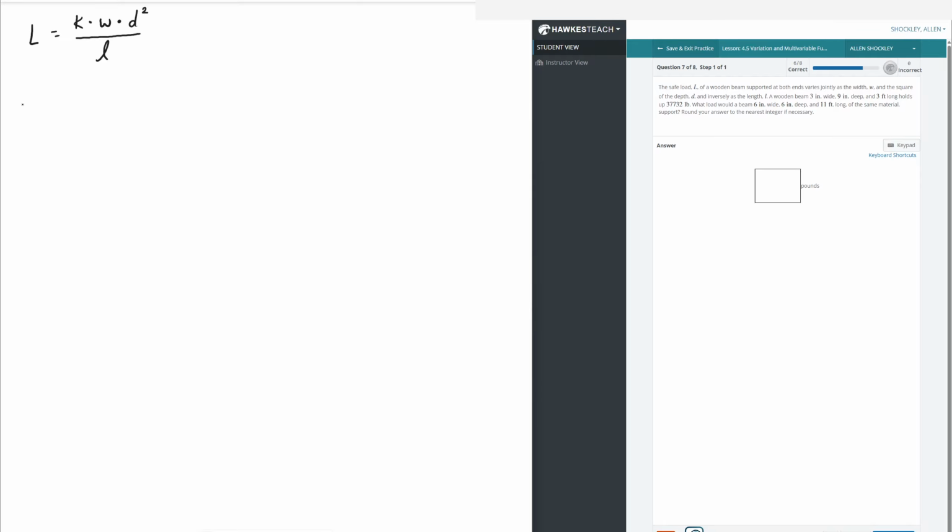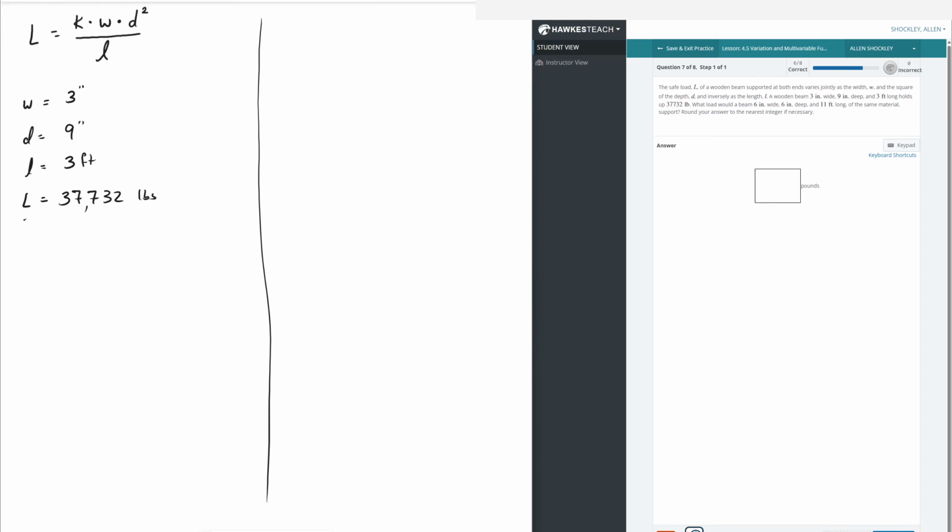We have a width, depth, length, load. A wooden beam 3 inches wide, 9 inches deep, and 3 feet long holds a load of 37,732 pounds. What do they need us to know?